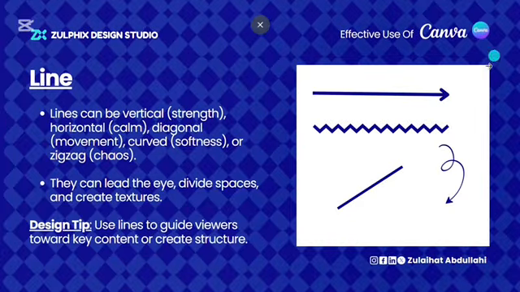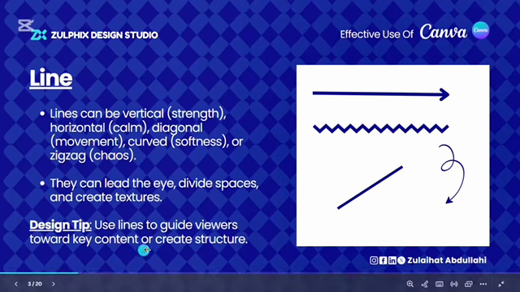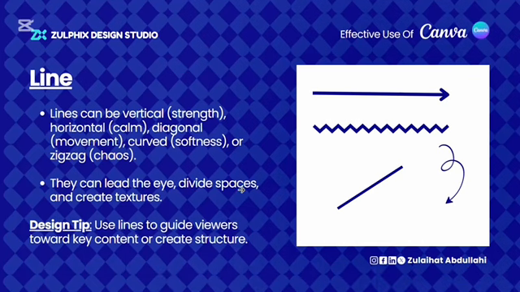Like this zigzag, and this curly arrow, it gives a more free tone. This arrow here gives it a more directional tone. So the design tip here is to use lines to guide viewers toward key content or create structure. That's the main use of a line.